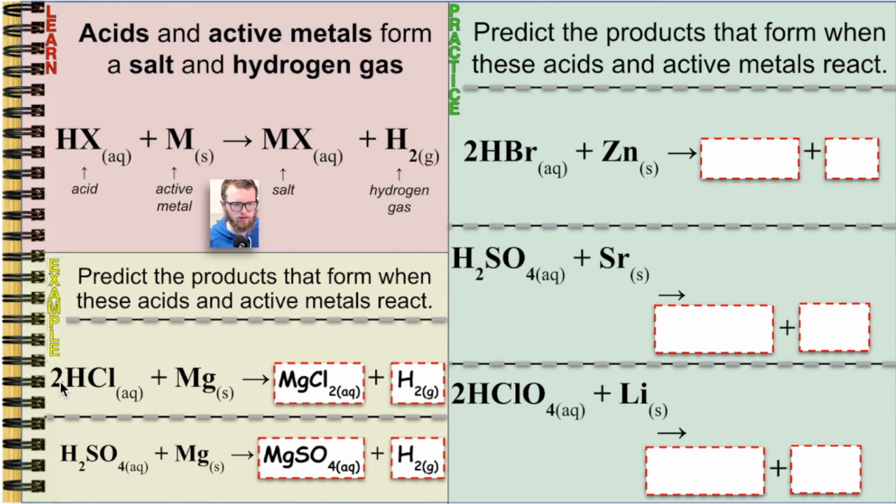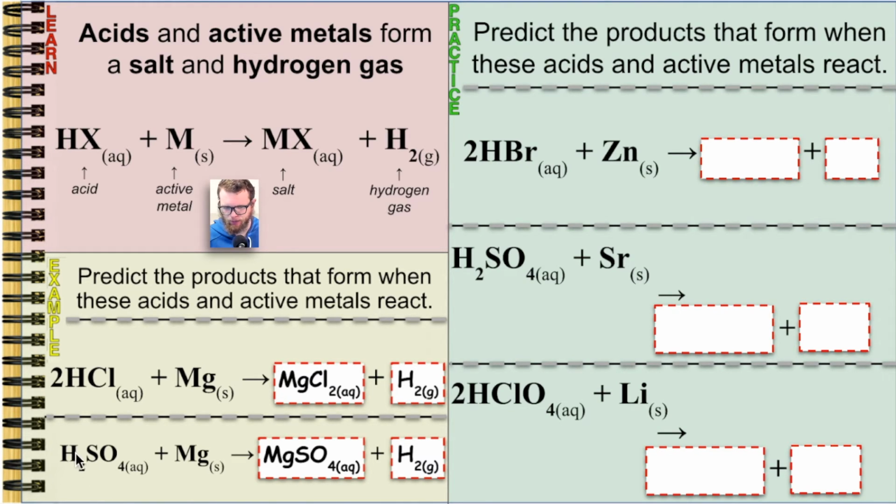If we have 2 HCl plus Mg, the two hydrogens here are going to form hydrogen gas, and then we're going to have Mg as our metal, and then this 2 also applies to the chlorines, so we're going to end up having 2 chlorines. So MgCl2 aqueous plus H2 gas. If we have H2SO4 aqueous plus Mg for magnesium, both of these hydrogens can fall off H2SO4.